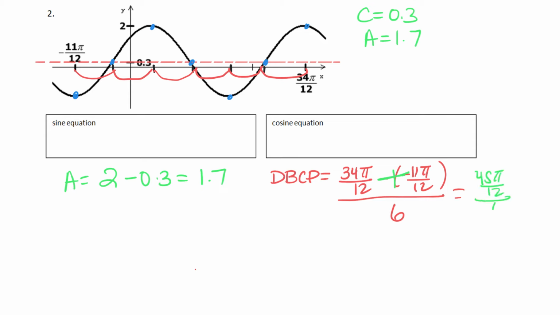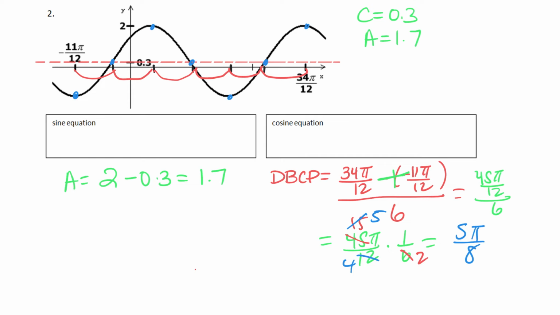45 pi over 12 is being divided by 6, so that's the same thing as multiplying it by 1/6. Now I'm going to reduce this. 45 and 6 can both be reduced by 3. 45 divided by 3 is 15. 6 divided by 3 is 2. And then I can reduce again. I see the 12 and the 15 can be divided by 3 again. So 15 divided by 3 is 5. 12 divided by 3 is 4. So we end up with 5 pi over 8 as the DBCP.